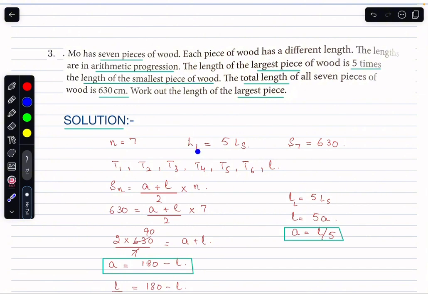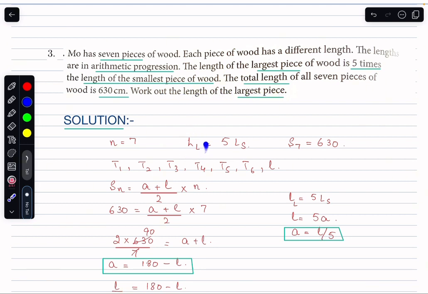The length of the largest piece is equal to 5 times the length of the smallest piece of wood. The total length is the sum of the lengths of all 7 pieces, that means T1 plus T2 plus T3 plus T4 plus T5 plus T6, and then the last term, which can be represented as L. Therefore, S7 is equal to 630, as given in the question. We have to work out the length of the largest piece.